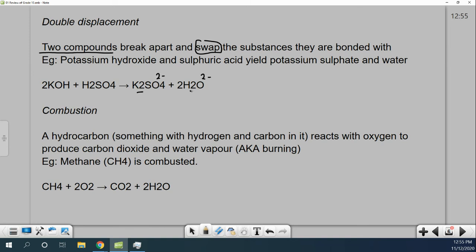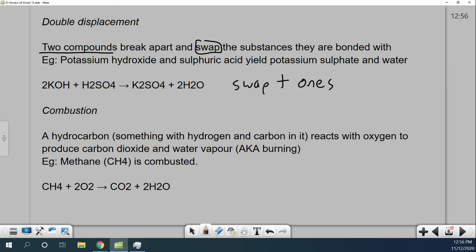Oxygen's a -2, which means I'd need 2 H's in that compound. And once you've written it out, then you can balance it. So basically, you just swap. The way I do it is swap the positive ones. You could swap the negative ones as well and get the same answer. Just don't swap them both. If you swap both positives and both negatives, you're back where you started from, and that doesn't do any good.